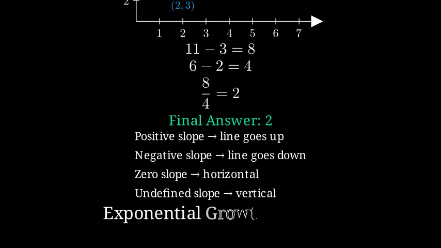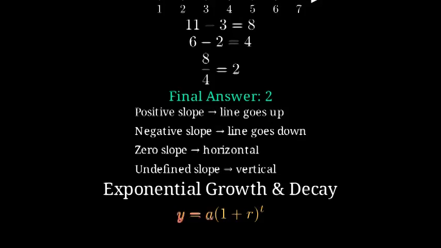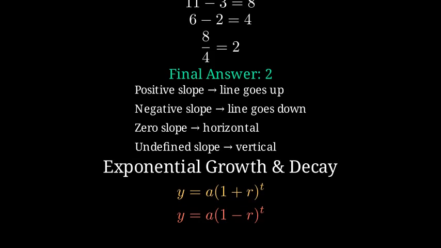Now let's jump into exponential growth and decay, made easy for the SAT. In this lesson, you'll learn the formula, how to identify growth versus decay, and how to solve common real-world problems. The main formula is y equals a times (1 plus r) to the power t. For decay, use y equals a times (1 minus r) to the power t.